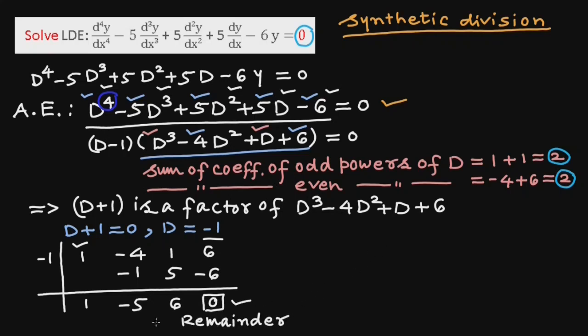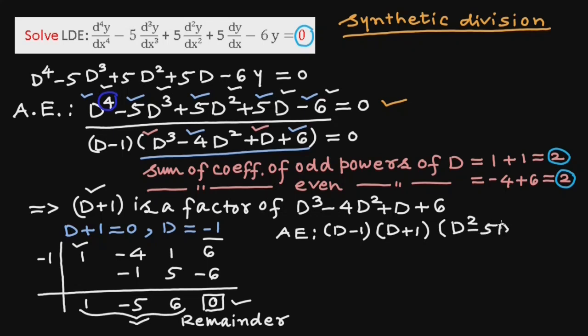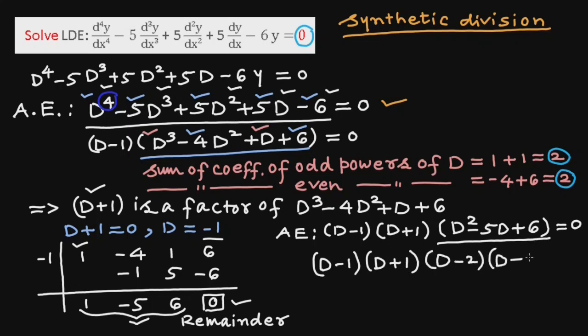And since remainder is 0, the remaining coefficients 1, minus 5, 6 give us the third factor. So we write the auxiliary equation (d minus 1) into (d plus 1) into a quadratic polynomial from these coefficients, d square minus 5d plus 6 equals 0, and this quadratic polynomial can be factorized as (d minus 2) into (d minus 3) equals 0. So we get 4 values of d: 1, minus 1, 2 and 3.